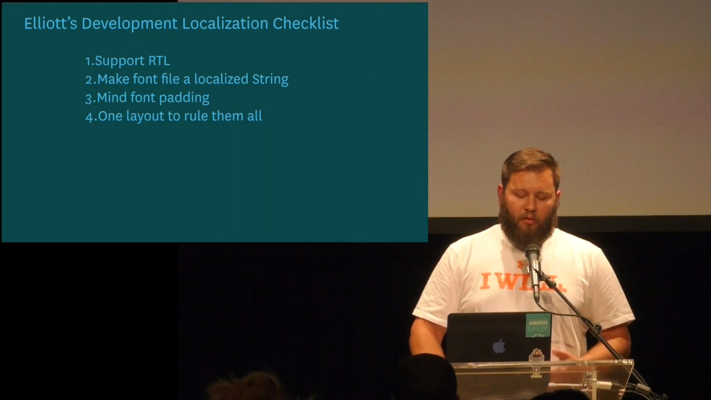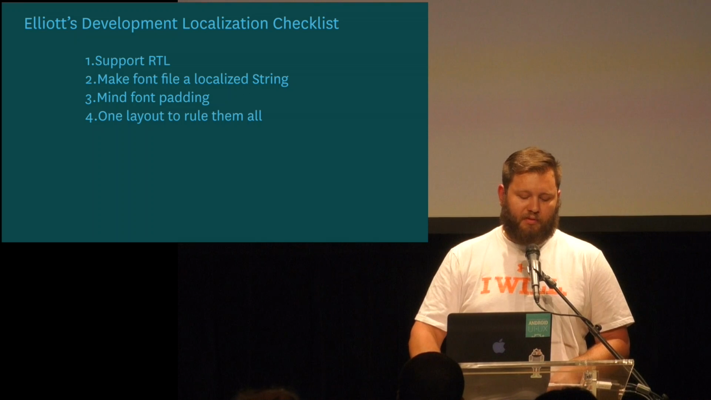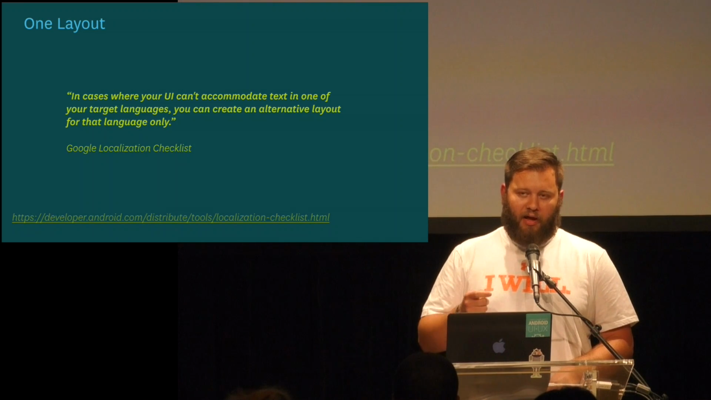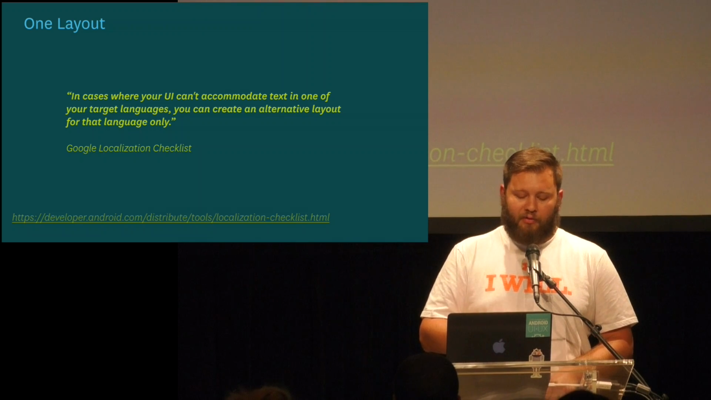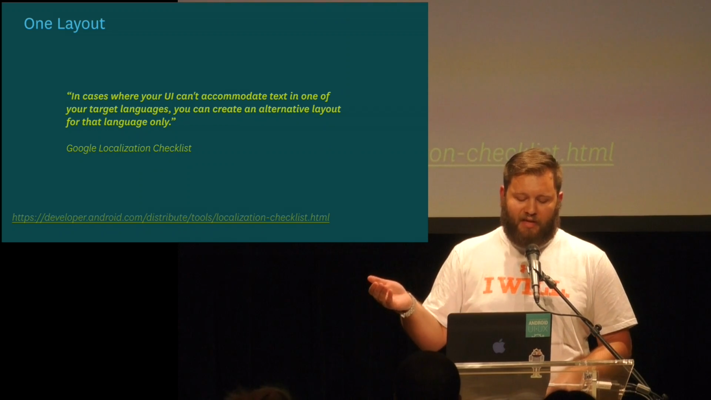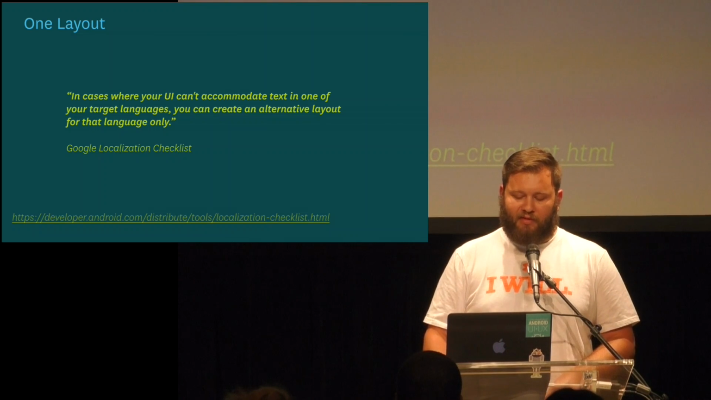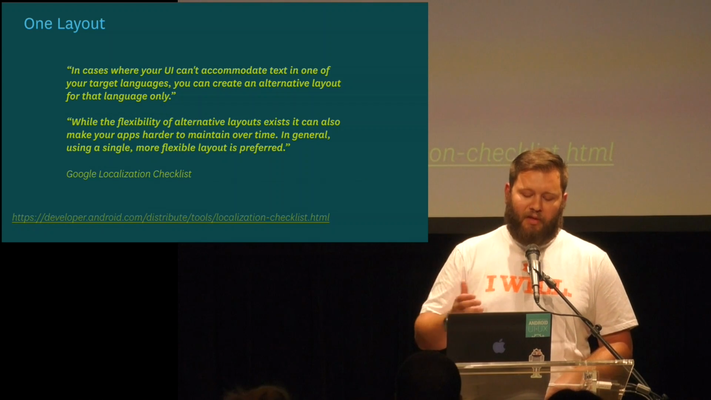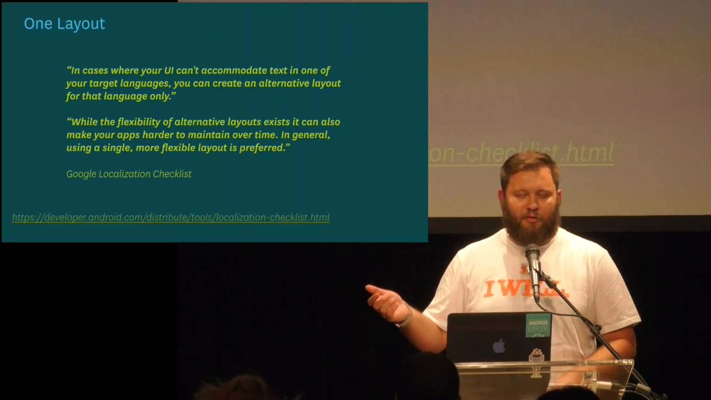The next one is one that I have feverishly tried to break, but always keep going back to, which is only using one layout. And I found it interesting because when I read through Google's localization checklist, the first paragraph that they started talking about layouts really made me mad. It said, in case you can't accommodate text, to create alternative layouts for languages. And I was really mad because I was like, that's taking the easy way out right off the bat. And then they kind of cleaned themselves up by saying, well, though it's possibly flexible to have alternative layouts, they're harder to maintain, so you should use one layout.